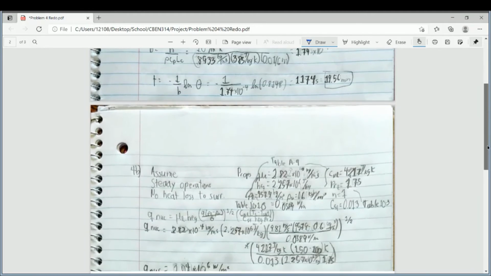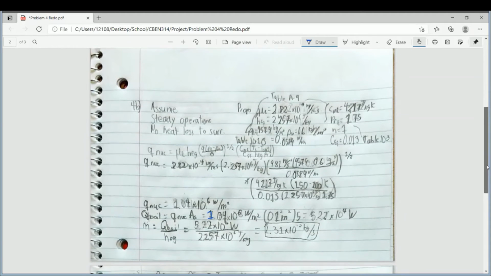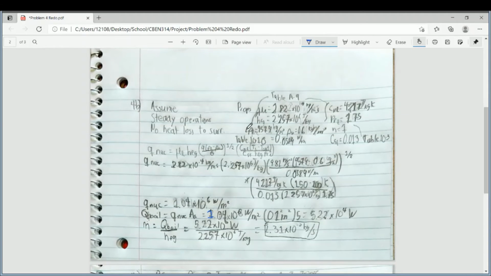For the second part, I found the properties that I need. I used the nucleate boiling, multiplied all of this together, and I found the cube boil by multiplying by the surface area, which is 5 faces of the cube. And then the last part, for the mass being evaporated, I divide that by the heat of vaporization.